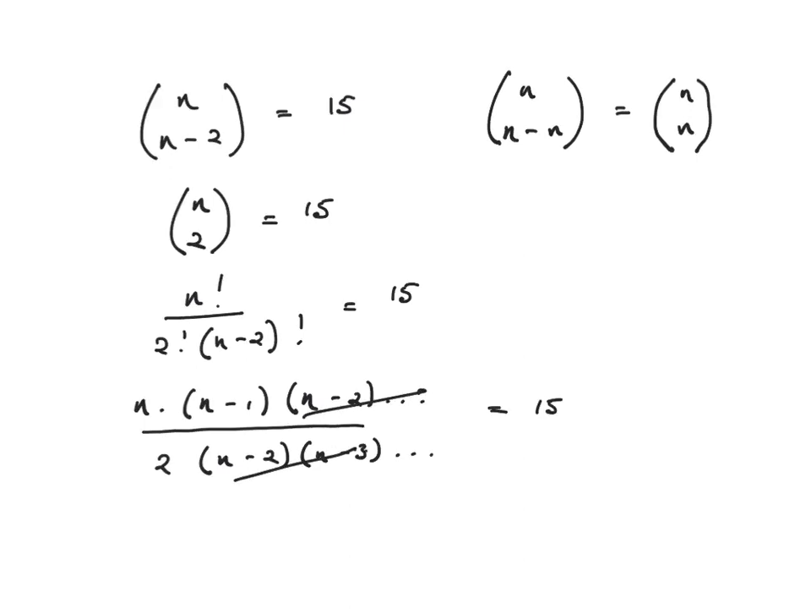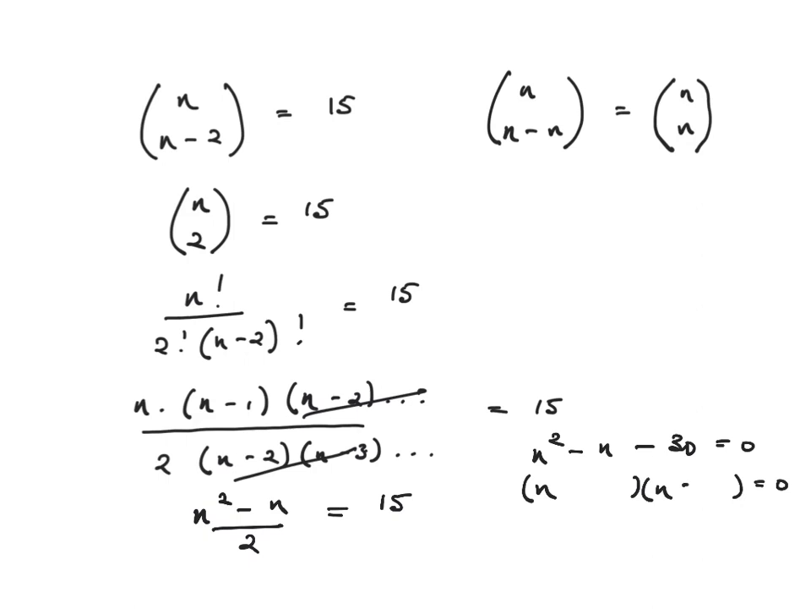These terms cancel, and that leaves, expanding the top line, n squared minus n over 2 equals 15. And if we multiply by 2, we have n squared minus n equals 30, and I'll bring the 30 over. We can then factorise, and that gives us n minus 6 and n plus 5. I think I've already done this one. It gives us n equals 6. So this formula here is useful.